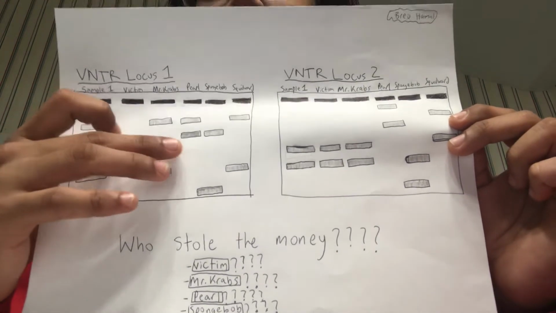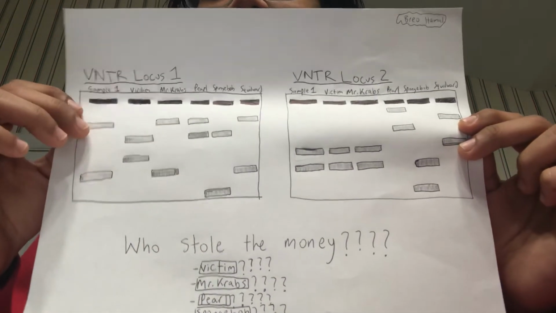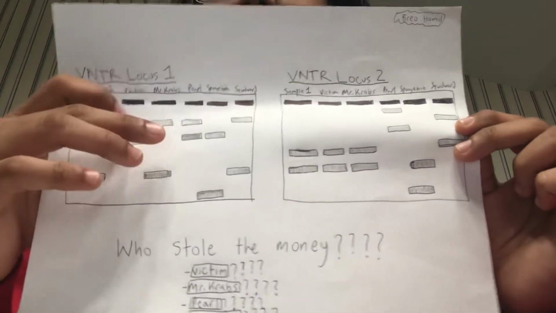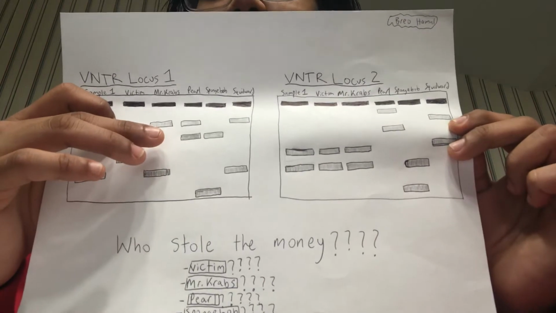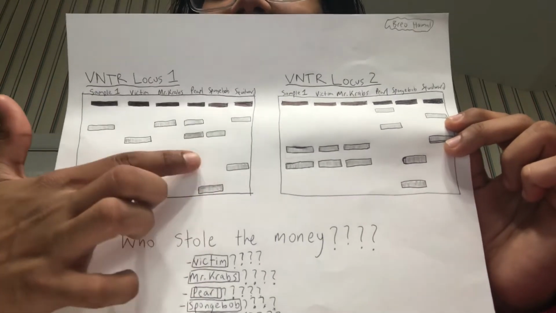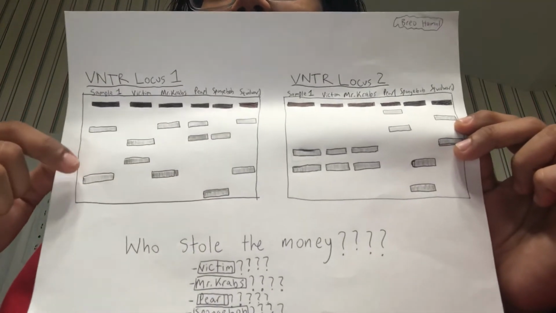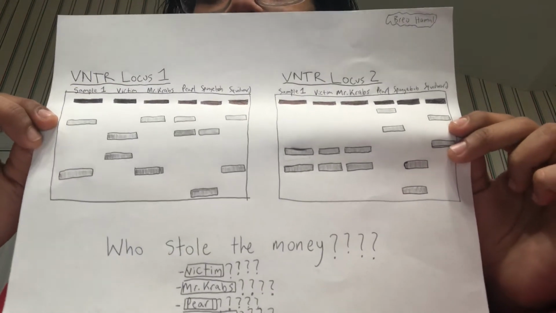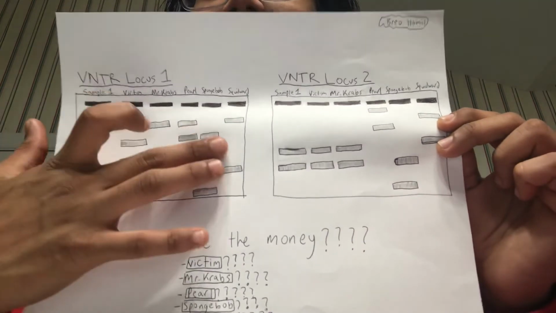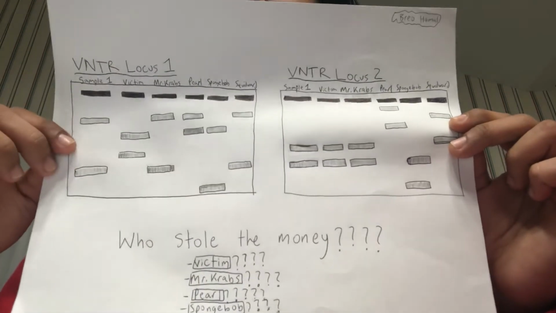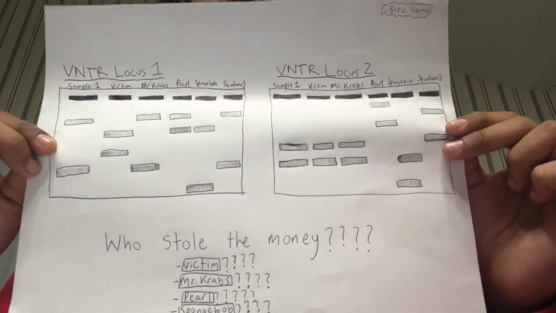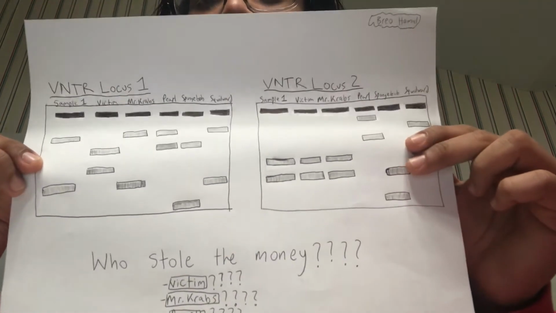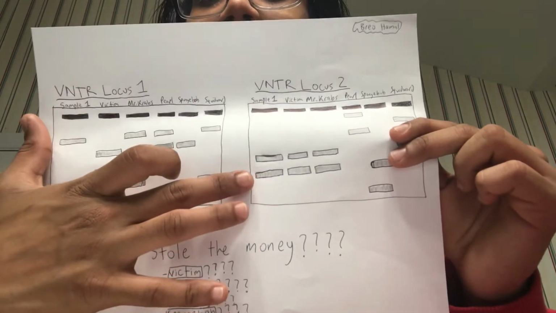As we go along, we see Pearl, Mr. Krabs' daughter. She matches one of the DNA sample evidence, but not the other. So we can rule Pearl out as well. We move along and we get to SpongeBob, and SpongeBob does not match either one of the DNA sample evidence. So SpongeBob cannot be a possible suspect. We finally get to Squidward, and we see here Squidward does match with the DNA sample evidence, so Squidward can be a possible suspect. As we head over to our second locus, we can see the DNA sample evidence here.